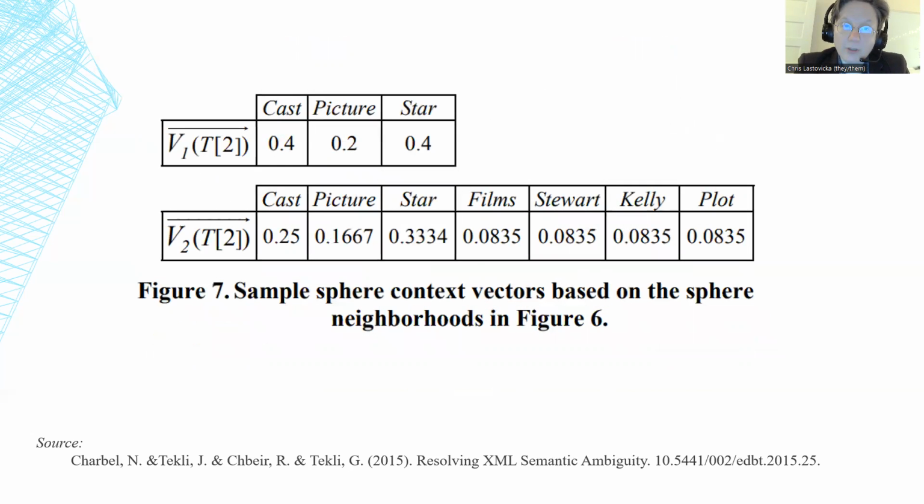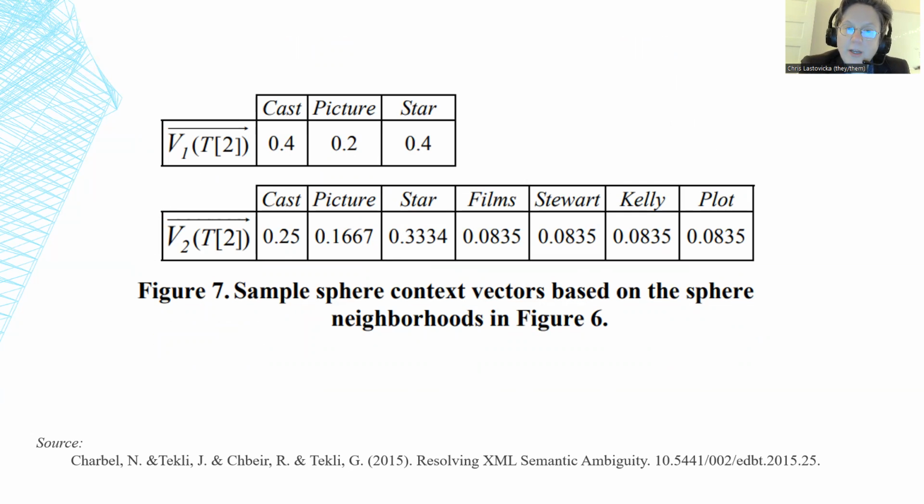And then you can build the vector representation. So the one at the top is of that diagram on the left where we only had 1 distance. So we only have cast, picture, and star. Vector number 2 on the bottom, we're dealing with the sphere that had a distance of 2 from our target term cast. So we have all of these terms listed.